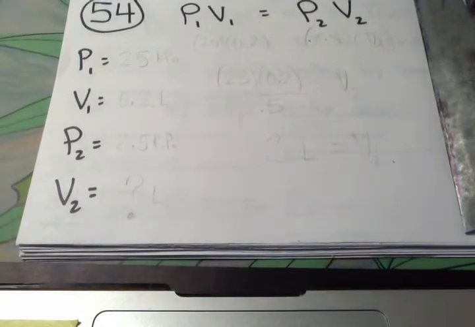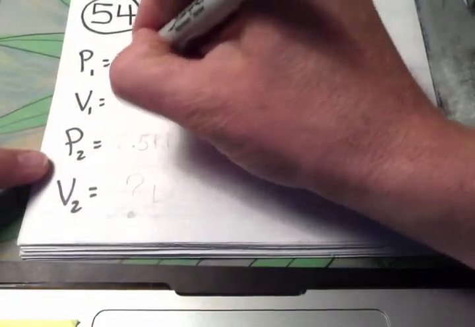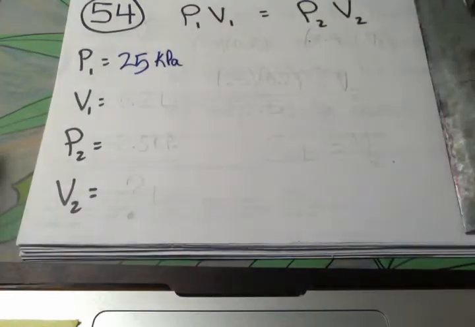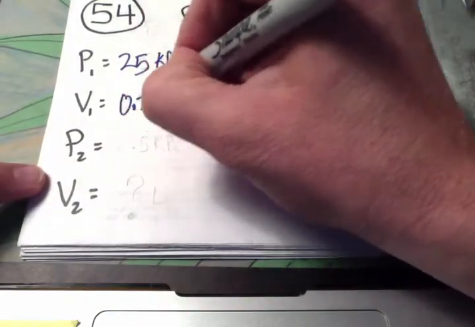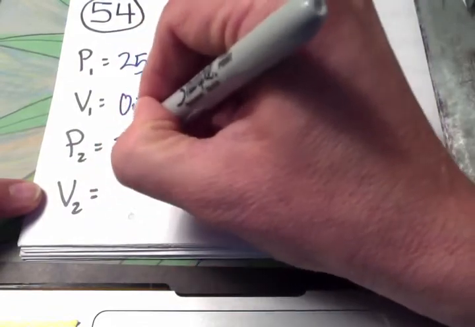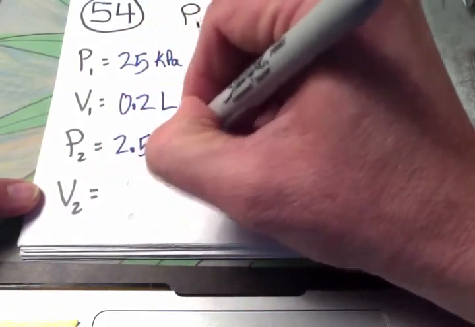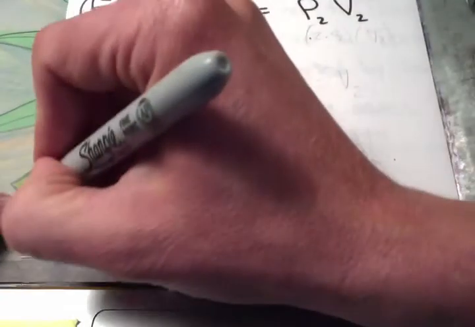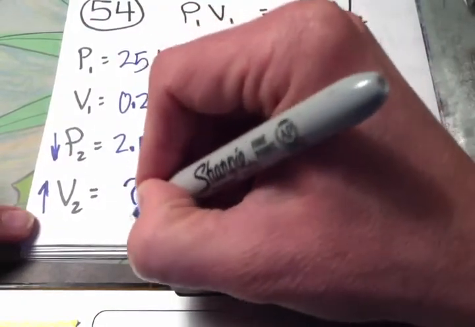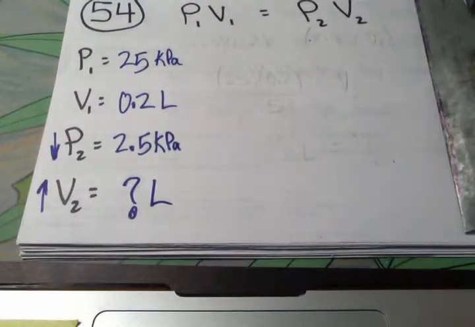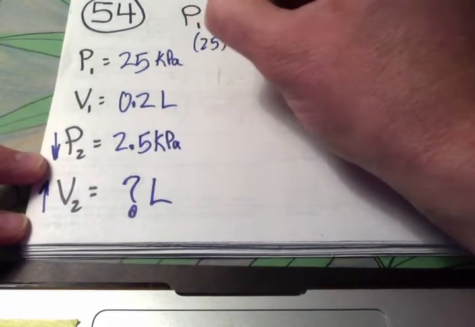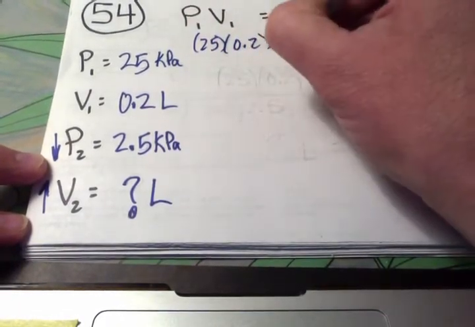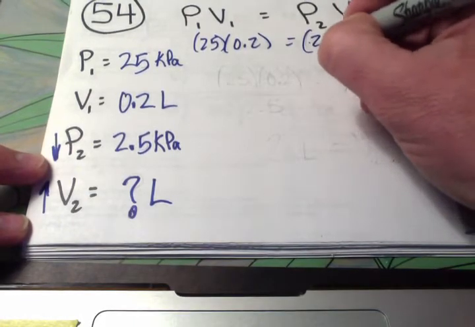Okay, so this is that same thing: P1, V1, P2. I think of this as plug and chug, and it's kind of a practice. Kilopascals are pressure, volumes are liters. So what did we do? We decreased our pressure. Our pressure went down by a factor of 10. So right away I'm thinking that the unknown new volume is going to go up by a factor of 10.